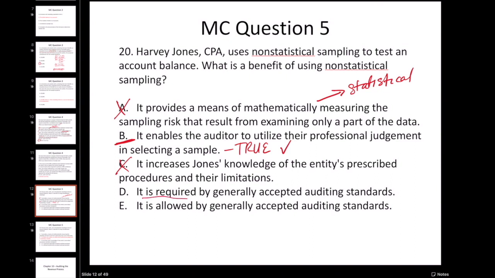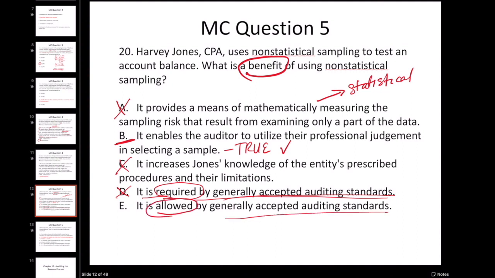D, it is required by generally accepted auditing standards. Okay, no. Number one, that's not a benefit of it. And it's not required. GAS, generally accepted auditing standards, allow for both non-statistical and statistical sampling, right? Both are totally fine. So D isn't true. It is allowed by GAS.